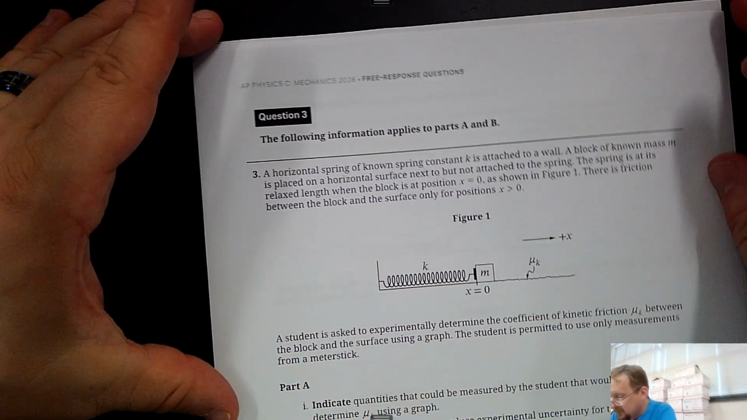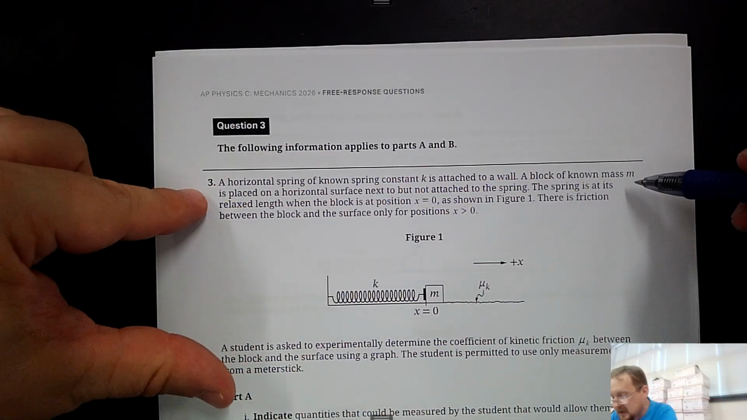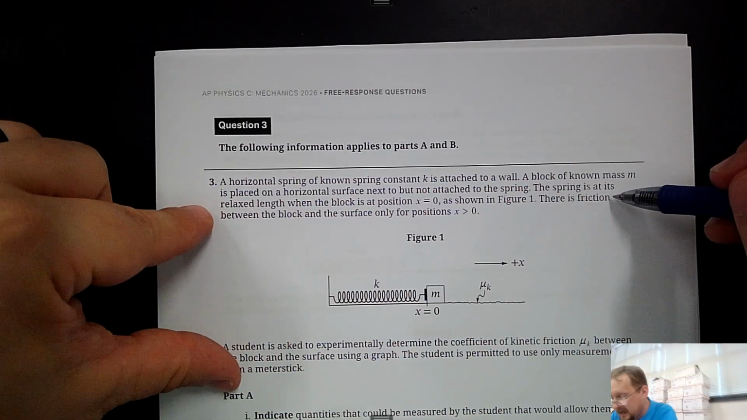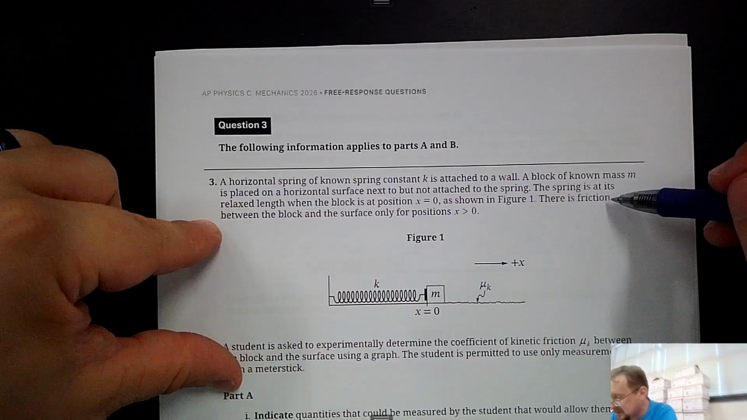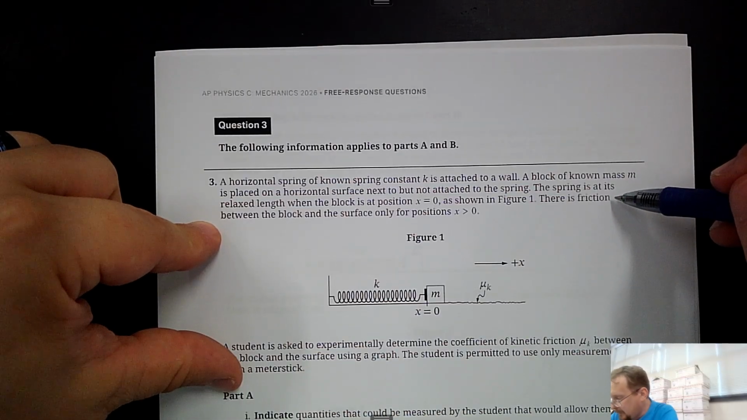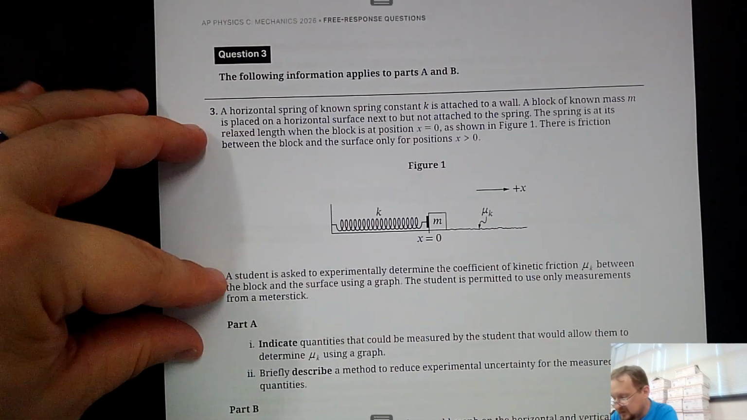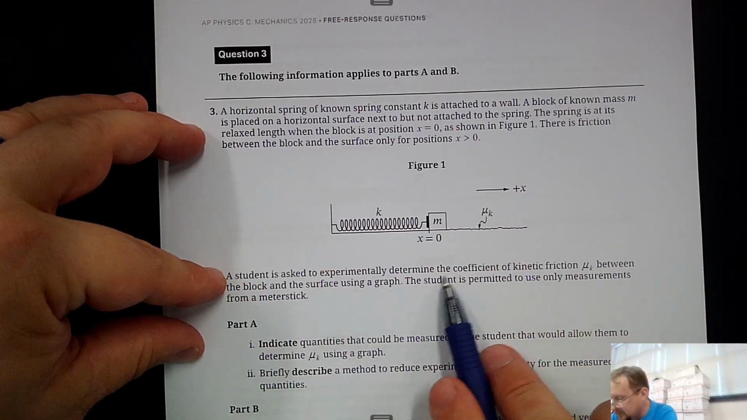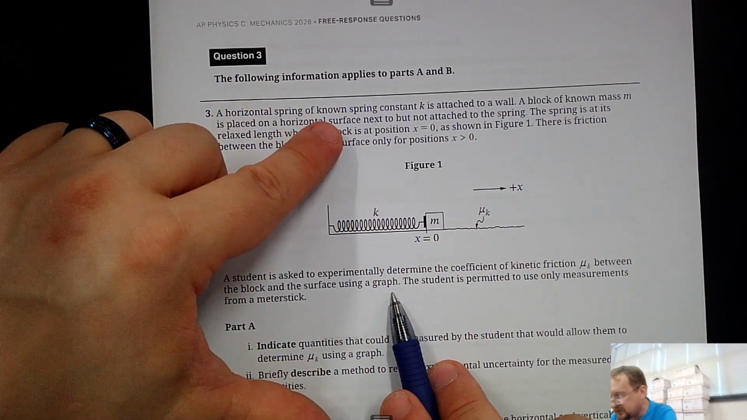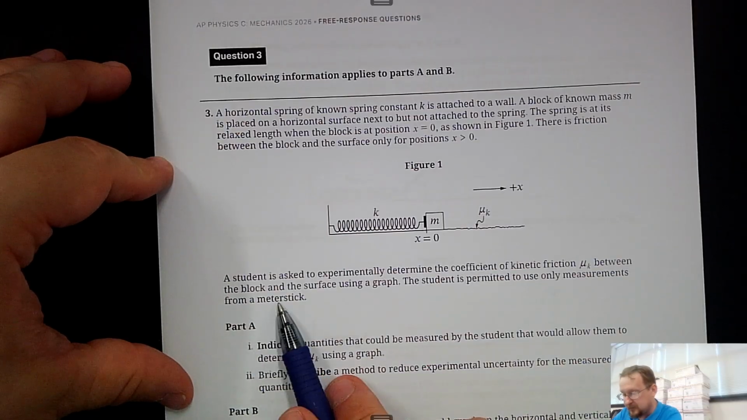Okay, a horizontal spring of known spring constant K is attached to a wall. The block of known mass is placed on a horizontal surface next to, not attached to, the spring. The spring is at its relaxed length when the block is at position x equals 0. There's friction between the block and the surface only for x greater than 0. A student is tasked to experimentally determine the coefficient of kinetic friction between the block and the surface using a graph, but we know the spring constant. The student's permitted to use only measurements from a meter stick.